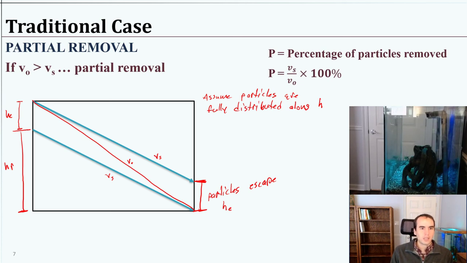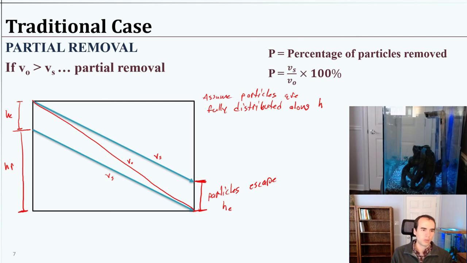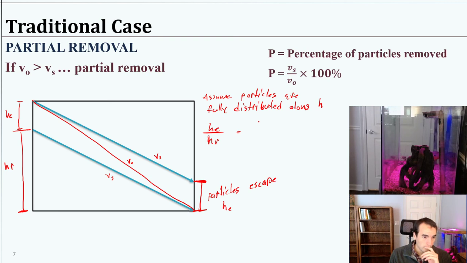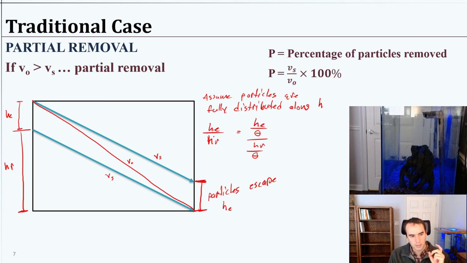With that, we can actually derive how many particles are removed because the proportion here is, if we compare HE divided by HR, this is actually the same thing as saying, if we just simply say HE divided by theta, or divided by time of some sort, and divide the top and the bottom that way, then it's the same thing where we are allowed to do that. It's going to be the same proportion. So the proportions are really telling us something about how many particles are removed. It's proportional to that height, which means it's proportional to the difference in velocity.